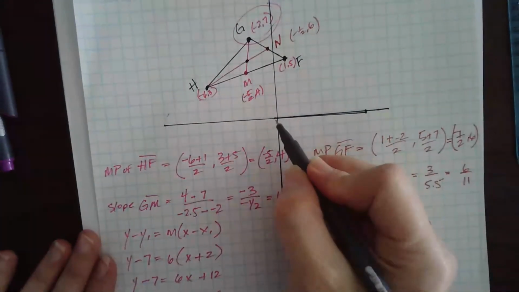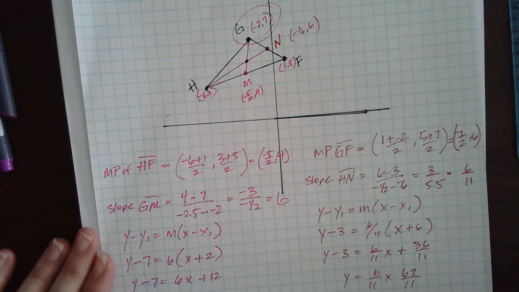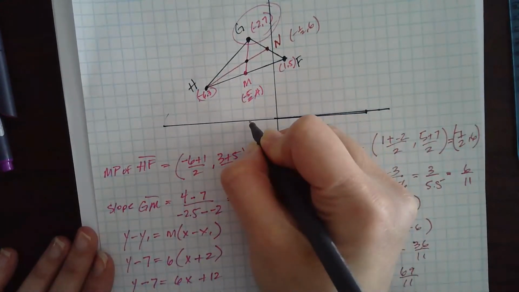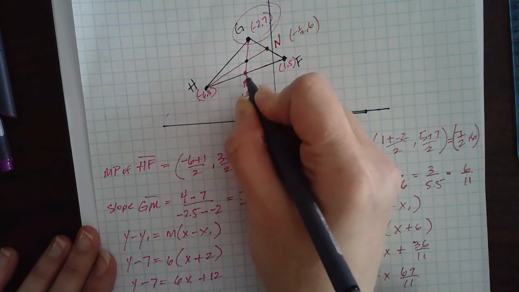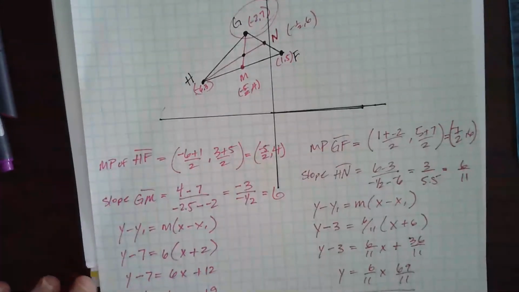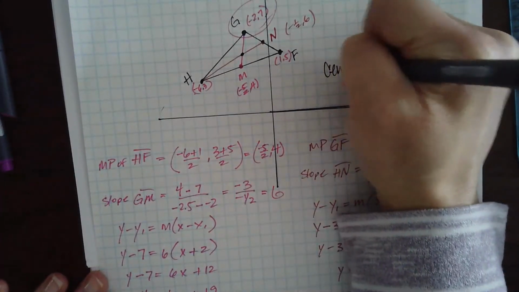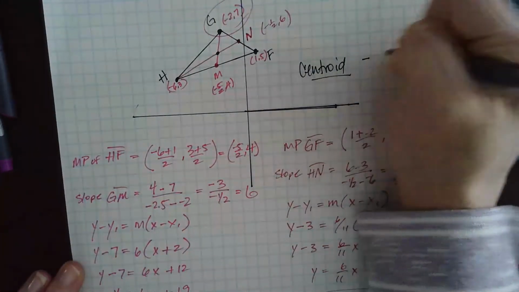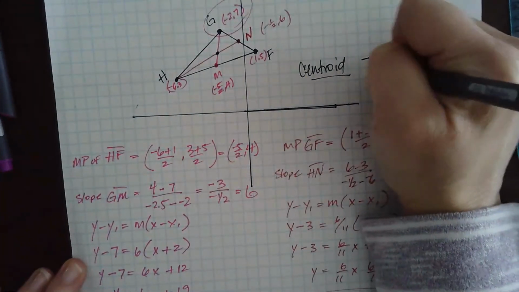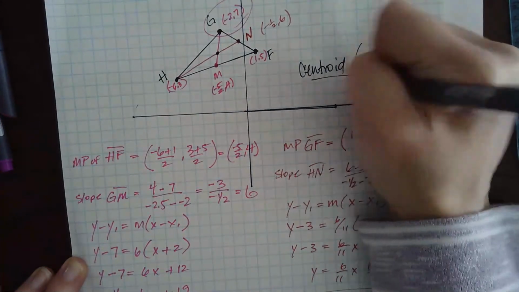Let's just double check. Negative 7/3 is what? Like negative 2 and 1/3? So 1, 2 and 1/3. Yeah, looks about right. 1, 2, 3, 4, 5. Perfect. So my centroid is negative 7/3, comma 5.